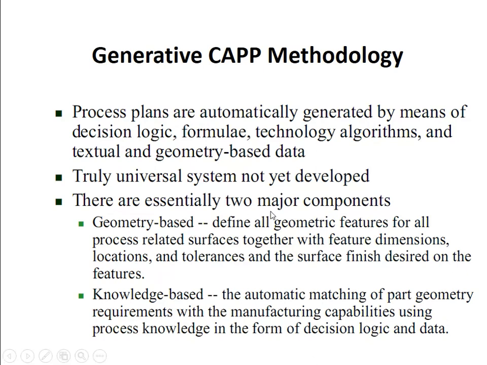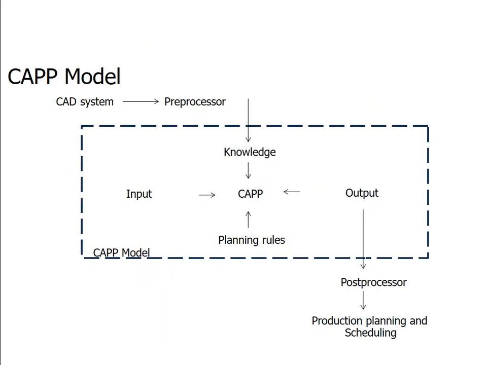So there are essentially two major components in this. One is geometry based, which defines all geometric features, as I said before, and even tolerances and locations of the surface units, everything is designed. And knowledge based is the automatic matching of the part geometry requirements with the manufacturing capability. If any predefined part is already manufactured with you, and the same needs to be manufactured for this particular part geometry, it can be given over here and managed with that knowledge base. So this is a general model.